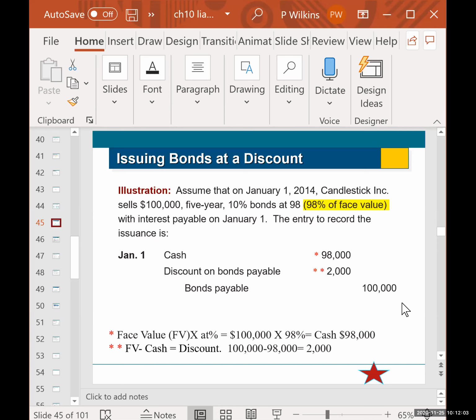So all of these will be on the homework and on the test. You will have the issuance at face value, issuance at discount, issuance at premium. You'll likely see all three of those. Okay. All right, so let's go down to the next slide.